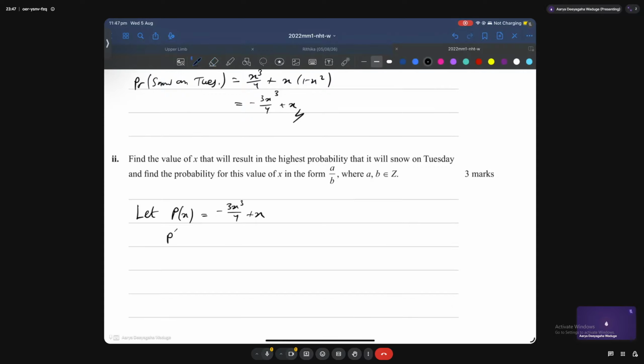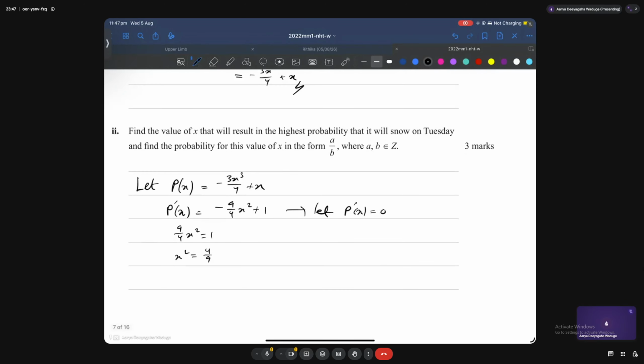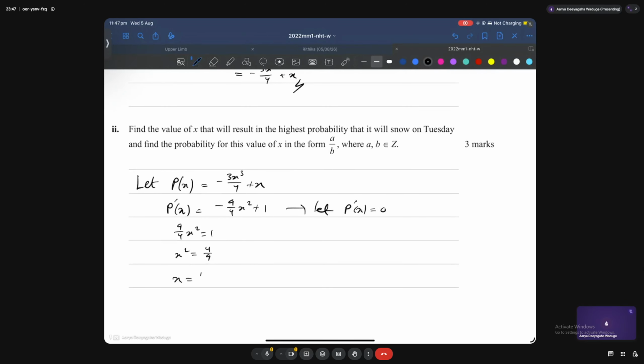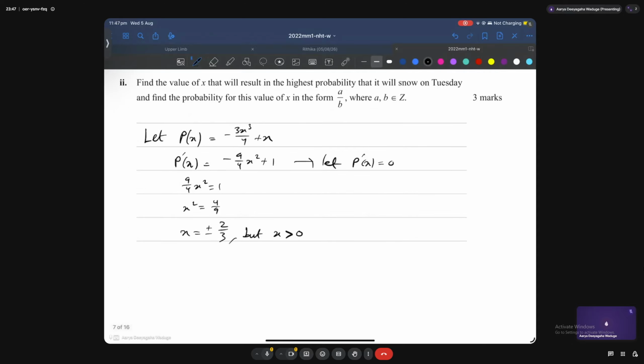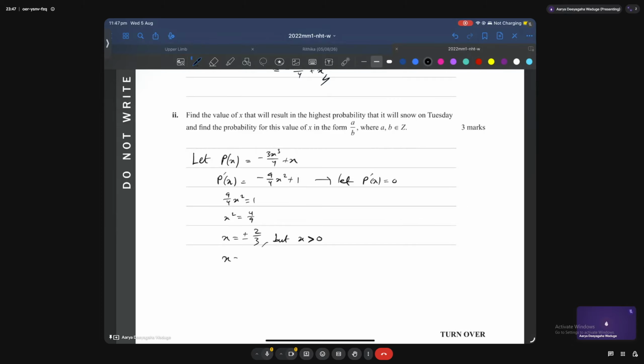So we're just going to say p dash of x. We're going to get the gradient function. It's going to be equal to minus 9 over 4 x squared plus 1, okay? And we're going to let p dash of x equal to 0. So this is simply just going to be 9 on 4 x squared is equal to 1. x squared is equal to 4 on 9, okay? So x will simply be plus or minus 2 on 3, but clearly x is greater than 0 as it is a probability, so x is equal to 2/3.